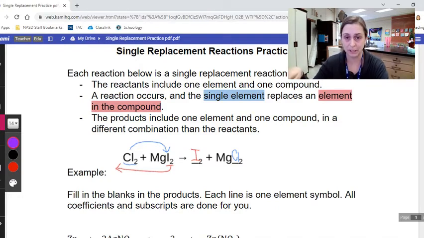Whenever you finish a question, you should look back and make sure that your reactants and your products are different from each other and that you have all the same elements on both sides. Most mistakes that you could make along the way will be noticed if you check those things.